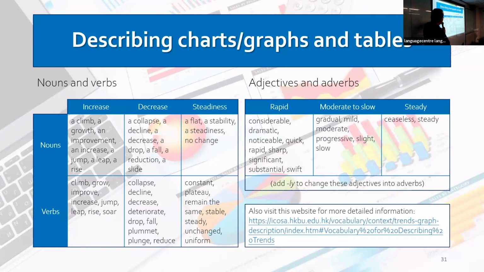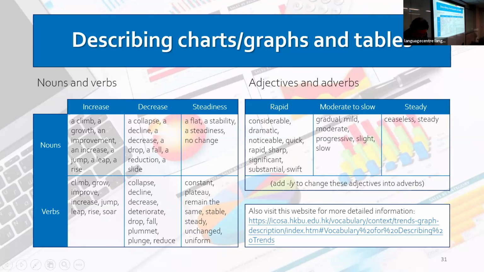Mind you, there's some nouns here. Some of the words here can serve as a noun or a verb at the same time. For example, the word increase can be a verb or can be a noun here, pronounced differently, right? But of course, we need to show a variety of vocabulary in IELTS writing, right? So we can't use the word increase all the time. We need to think of alternatives, and this table will show some suggestive wording.